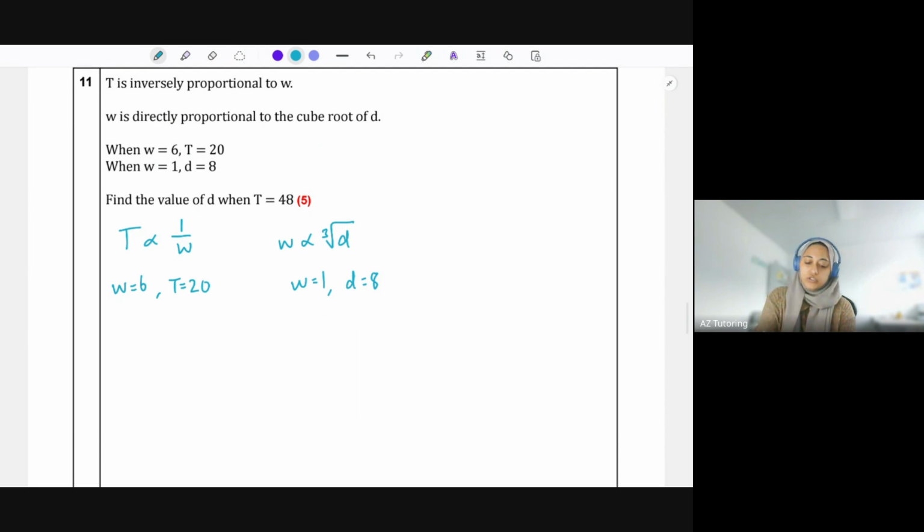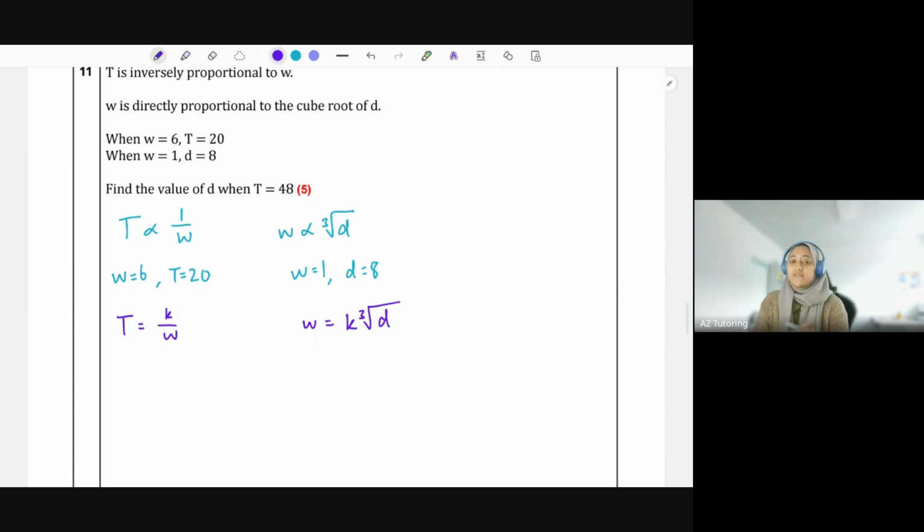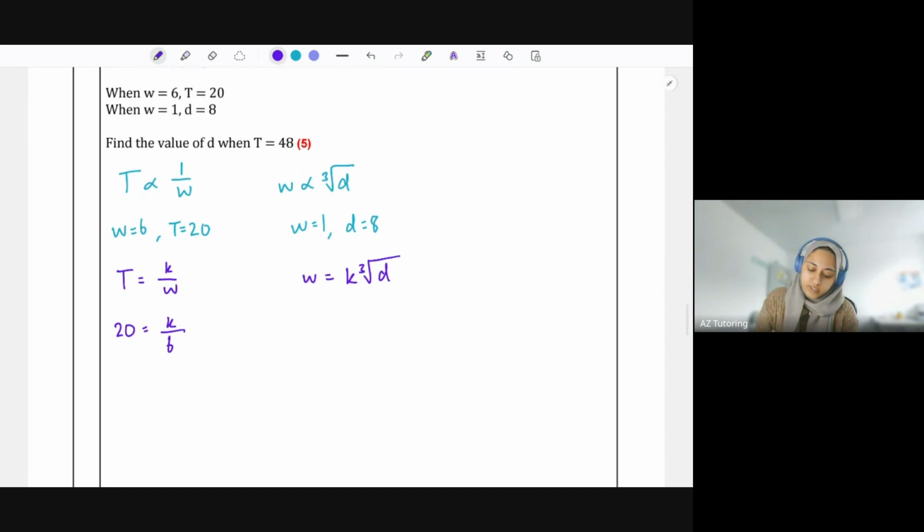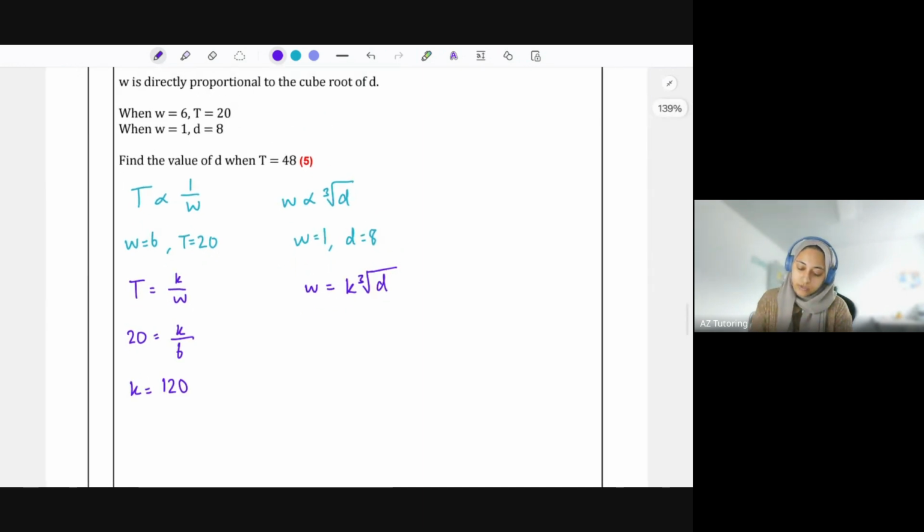Now, before we do this, we need to change both of these equations to something in terms of k. So we've got t equals k over w, and this one we've got w equals k times the cube root of d. Now we need to find k in both of these instances. We need to find the constant. So I'm going to substitute each of the conditions they've given us. So when w equals 6, t equals 20. So 20 equals k over 6. To find k, I'm just going to times by 6. 20 times 6, well, 2 times 6 is 12, so 120. Okay, so we found k.